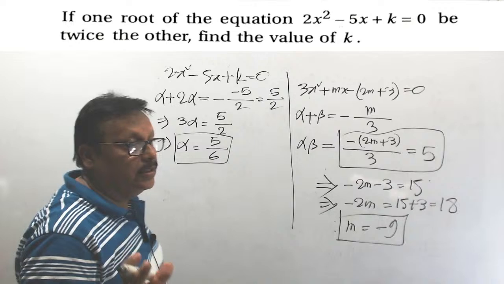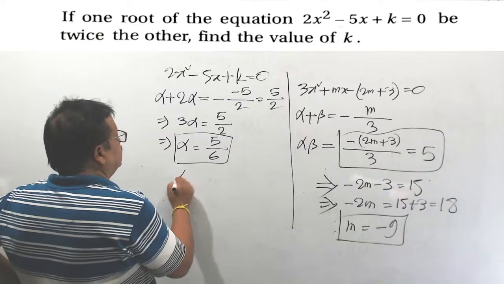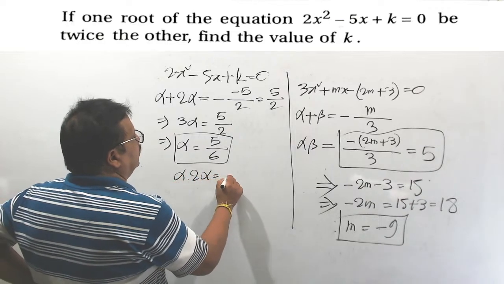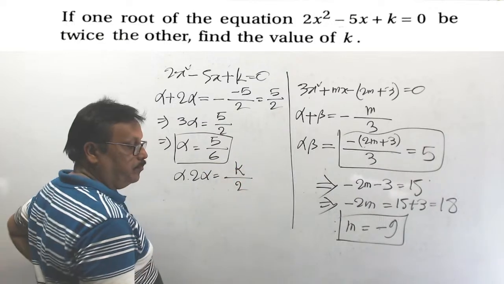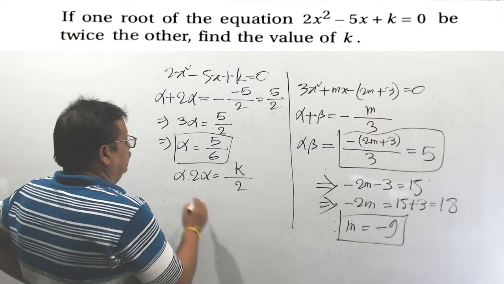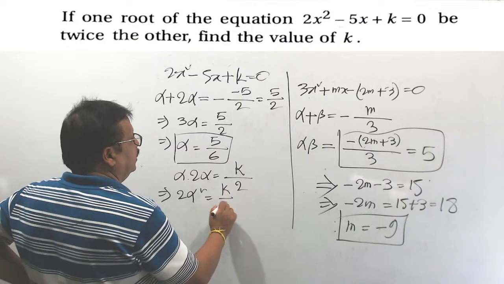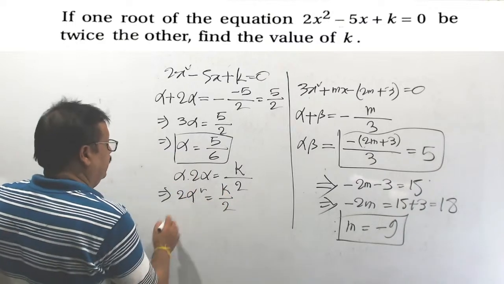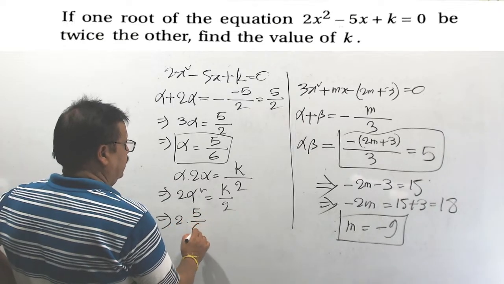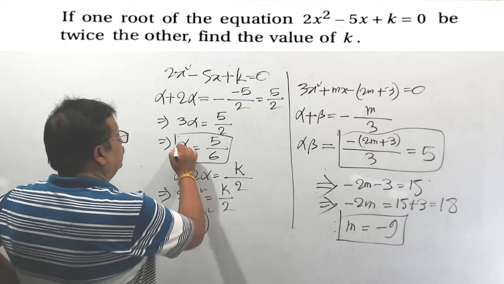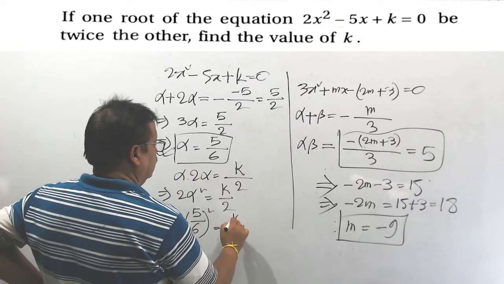And there is another condition, that is the product of the roots: alpha into 2 alpha is c by a. What is c? a means 2. That means 2 alpha square is equal to k by 2. Put the value of alpha here: 2 into alpha square, that means 5 by 6 whole square. This is equal to k by 2.